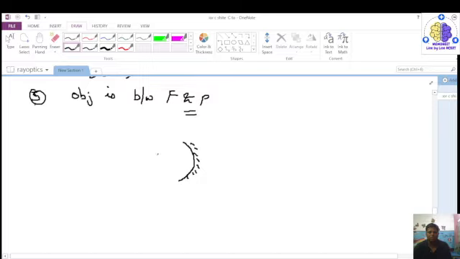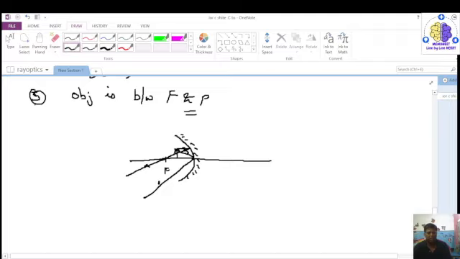This is your concave mirror. Let this be the focus and this be the object, right? So the first light ray traveling parallel to the principal axis, after reflection it will pass through the focus, and another light ray will be incident at the pole, and after reflection it will travel with the same angle.